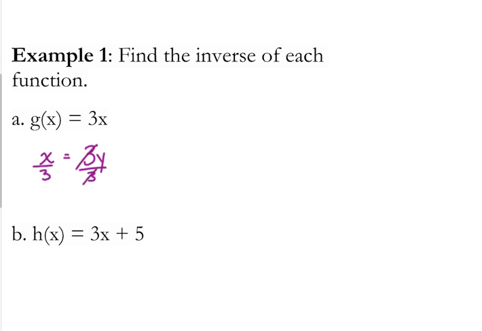So we've got x over 3 is equal to y. We're trying to find the inverse, so we need to replace it with the inverse notation. And I like that to be on the left, so I'm just going to flip this whole equation around. G inverse of x is equal to x over 3. So 3x and x over 3 are inverses of each other.